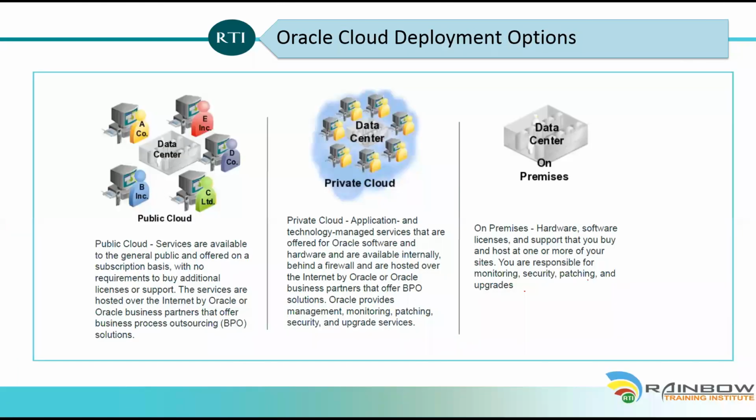Okay. Coming to the cloud deployment options. Once we have the application ready, how do we want to use our application? For any application, we need an infrastructure. Infrastructure means a physical infrastructure where we need a physical server, physical database, and a network. So we should have all the infrastructure.